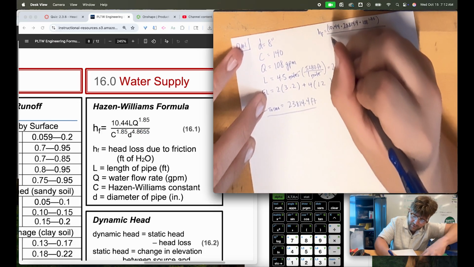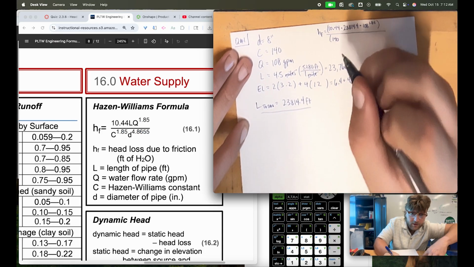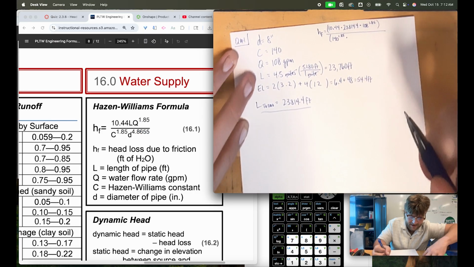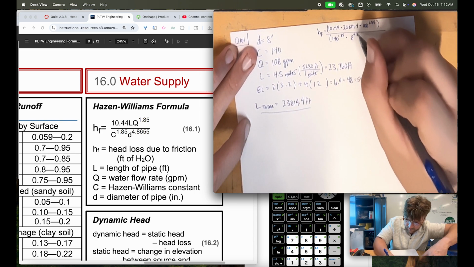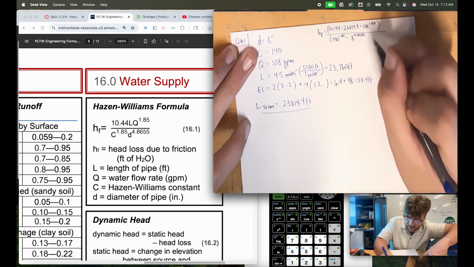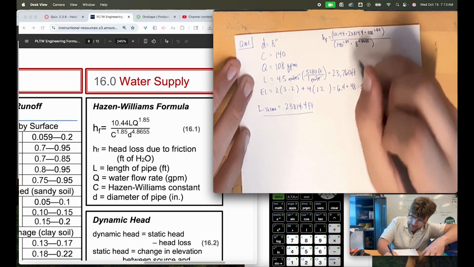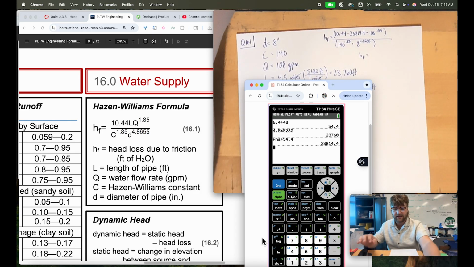We're going to do divided by. We're going to put a big parenthesis here too. C was 140. We're going to raise that to the power of 1.85. And then we're going to multiply that by the diameter, which is 8 inches. And we're going to raise that to 4.8655. And then we got a parenthesis at the end there. All right. So let's go ahead and perform this calculation now in the good old handy dandy TI-84.